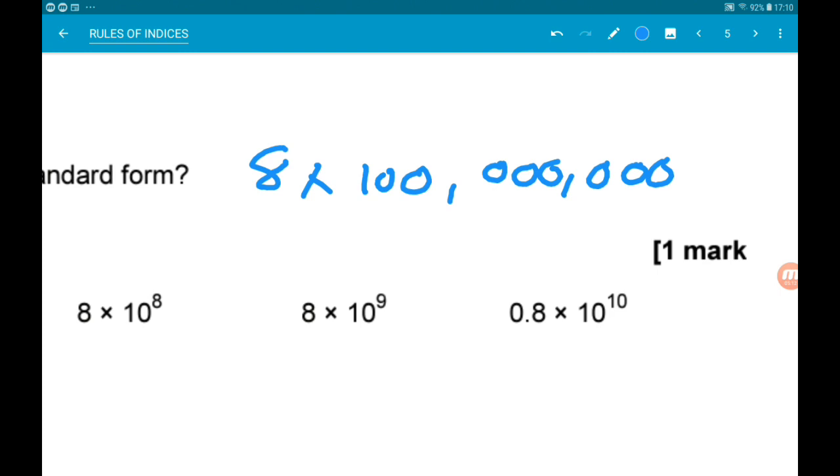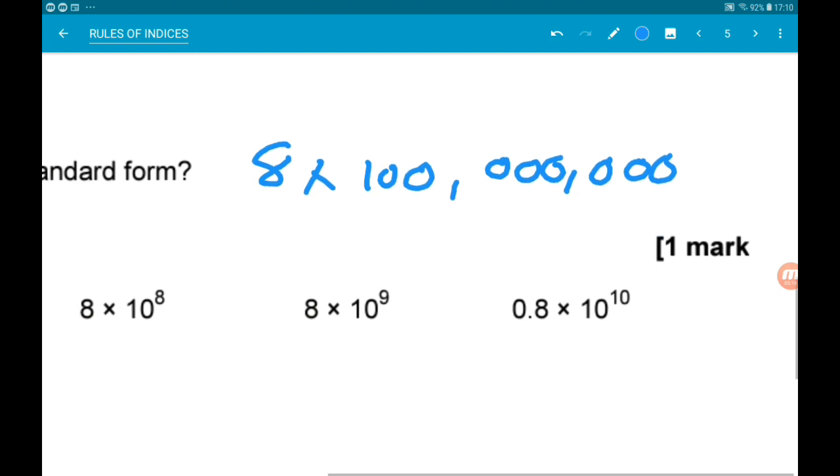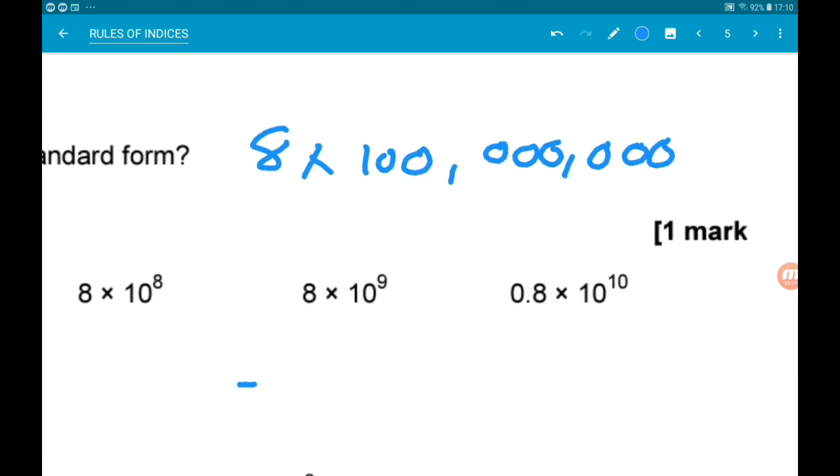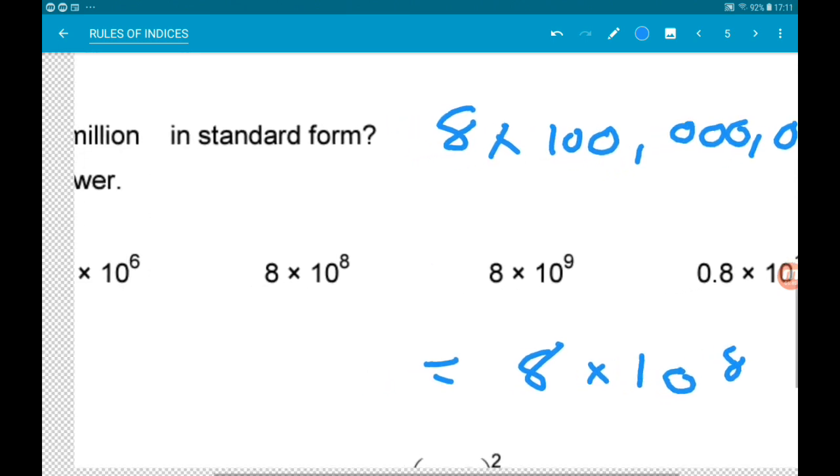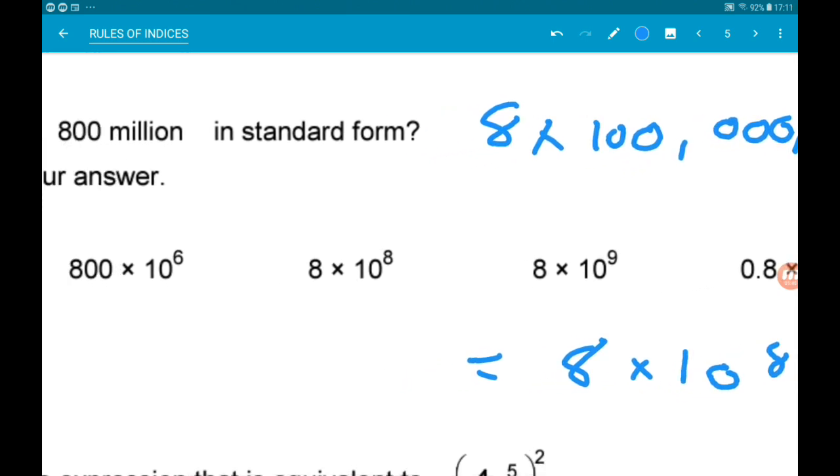Now in standard form, that is 8 times 10, and then the power is the number of zeros. So that's 8 zeros. So it's 8 times 10 to the power 8.